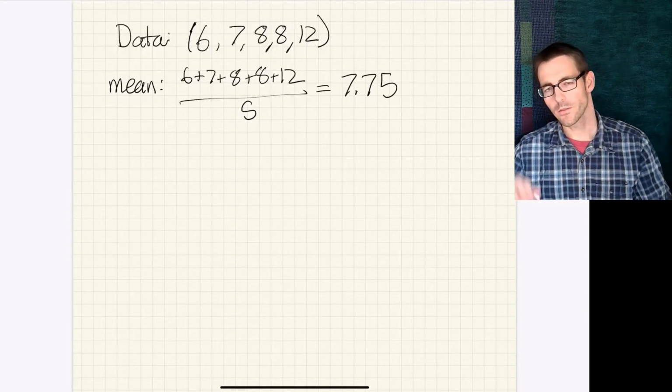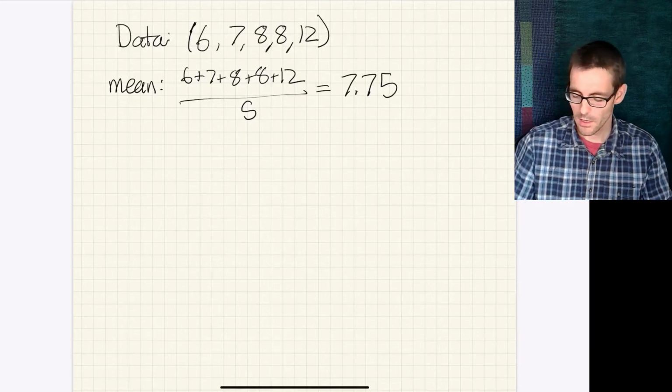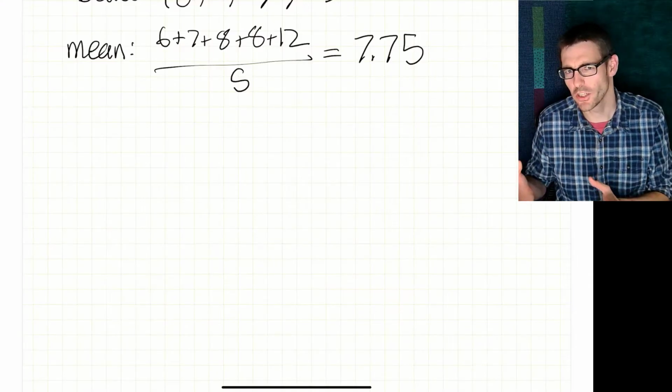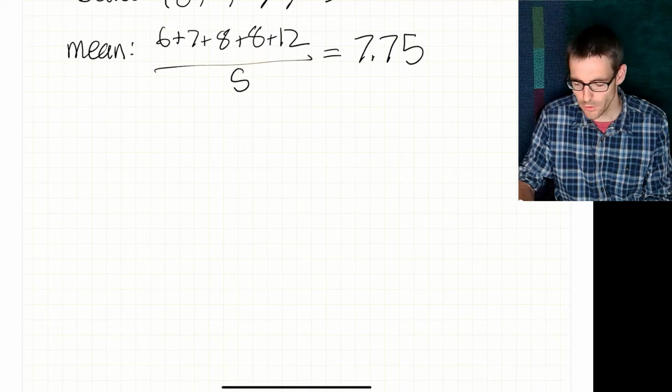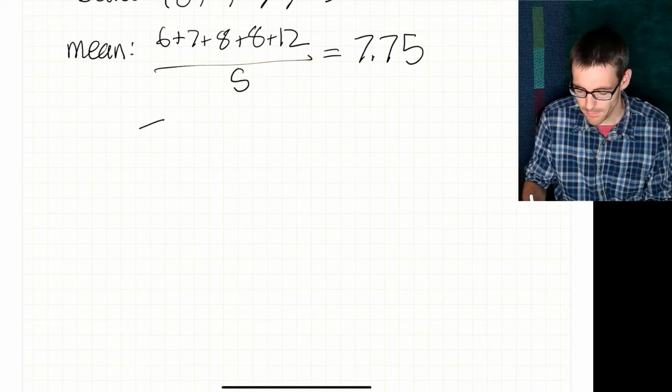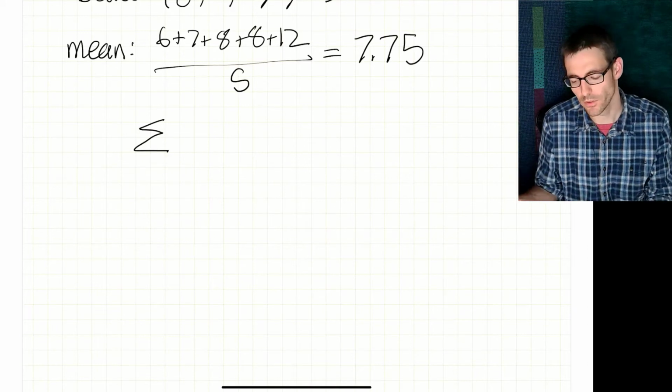One reason I went through this is I want to point out one notational way of writing this, and that's summation notation. The general idea is that rather than writing out all of these terms, we can use a capital sigma to represent the sum of those terms.